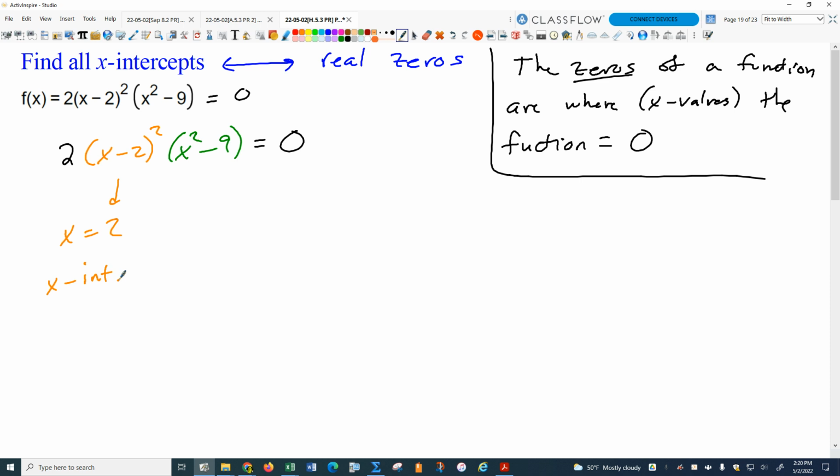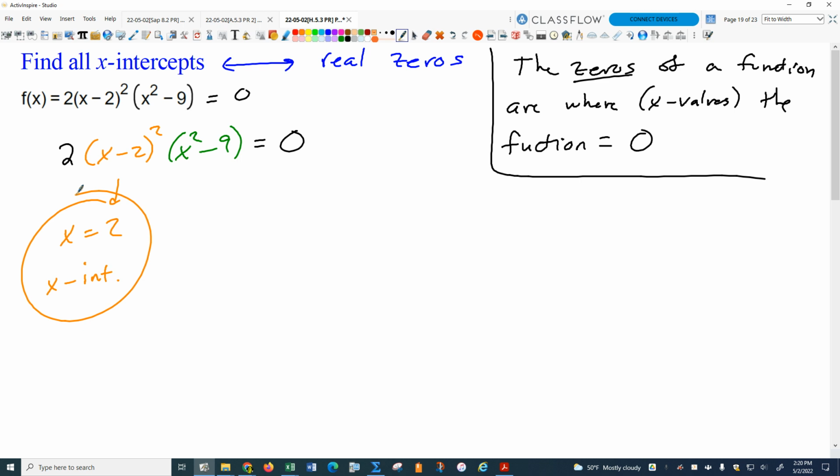Now, if they're imaginary, obviously those don't show up as x-intercepts because imaginary numbers don't show up on the x-axis, right? Only real zeros correspond to x-intercepts. So we found one important piece of information. We get an x-intercept at 2, okay? What about the green one? 3, okay, 3 is one option. What's the other option? Yeah, and how are we going to get that?